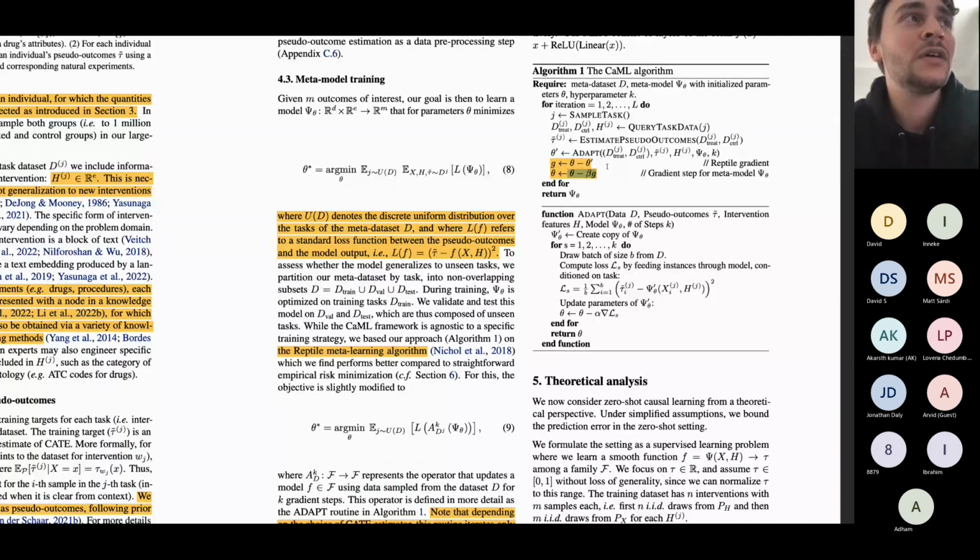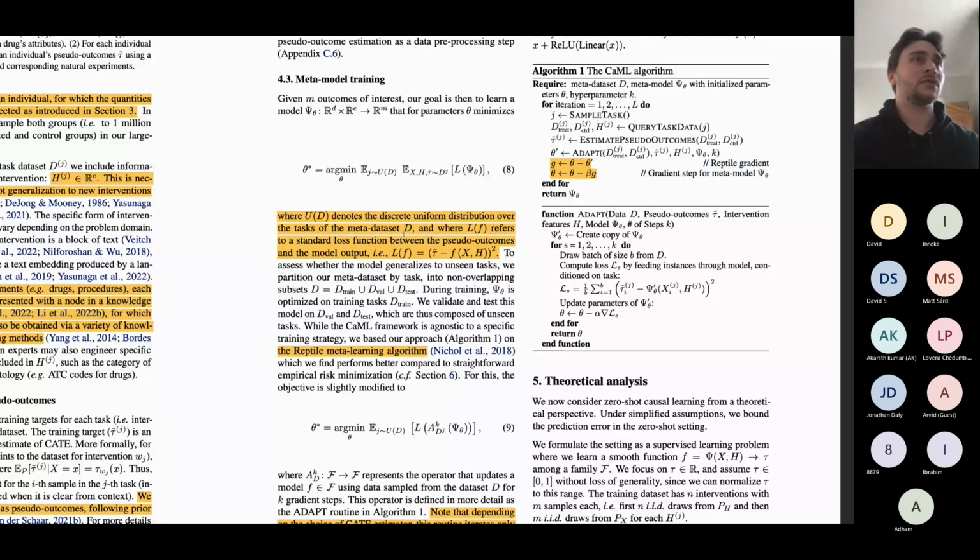They're not actually using a gradient-based update. They're estimating the gradient. They're using the Reptile gradient, which is just the difference between the original weights before training on that data set and the weights after training on that data set, and they're using that to update the model.